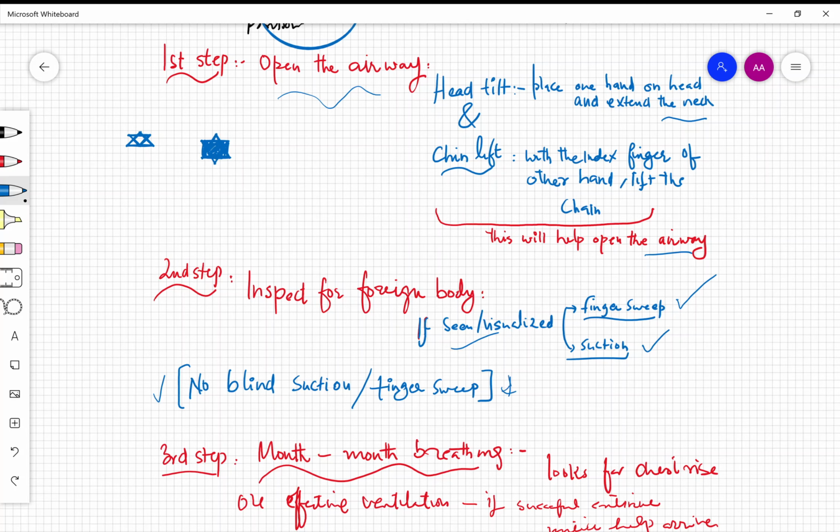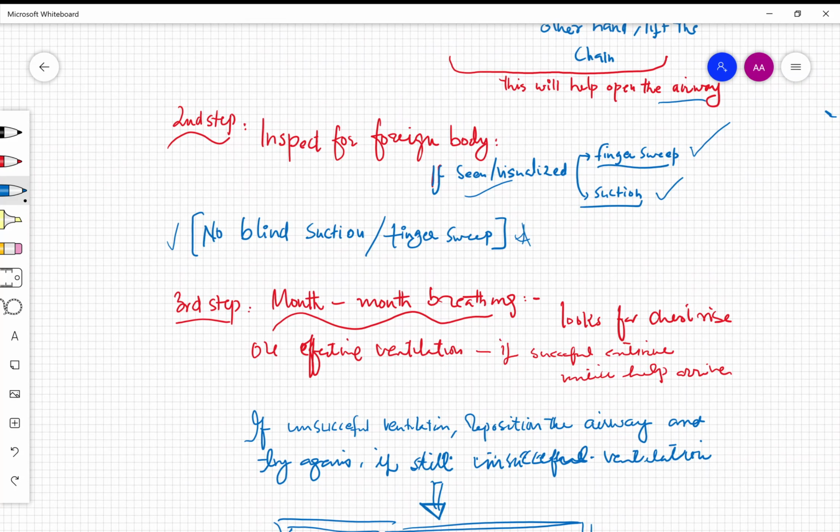So this is not recommended, and most of the time with these children, a grandmother or somebody has not only caused trauma due to the blind sweep of the finger, but actually caused a further push down of the foreign body. The third step is that, let's say the patient is not breathing. One thing you should remember is that if the patient is not breathing and lying unconscious, you have to go through the CPR pathway, with mouth to mouth breathing, and you have to look for the chest rise for effective ventilation.